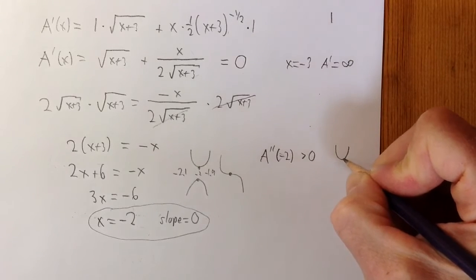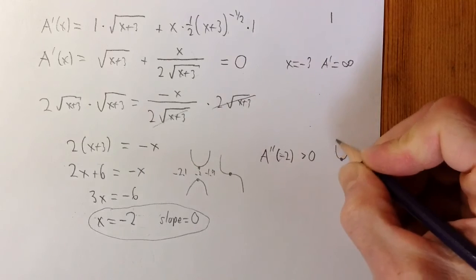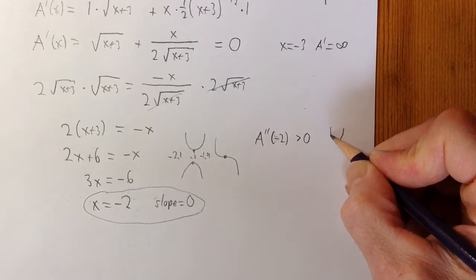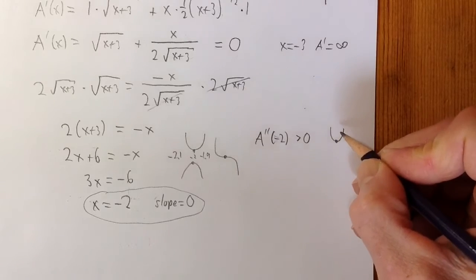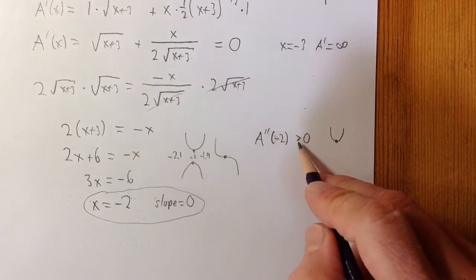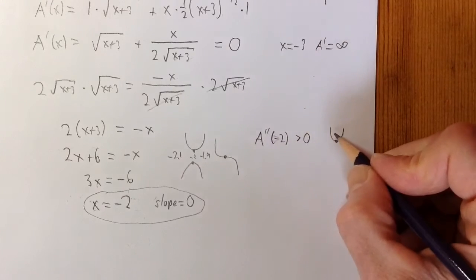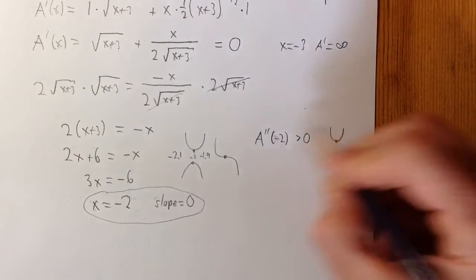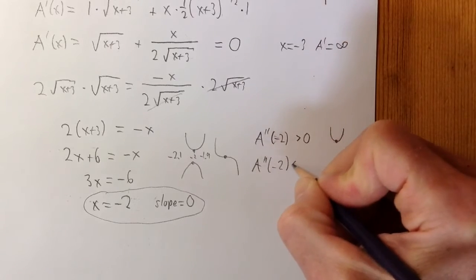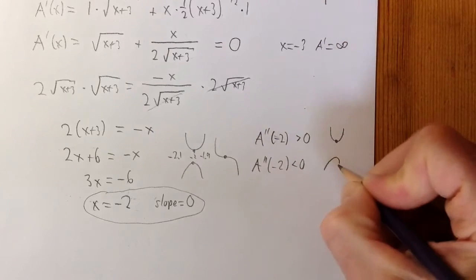It seems like it should be a max, but that means the derivative is changing from negative to positive, and the second derivative tells us how the derivative is changing. If the second derivative is positive, greater than 0, it's changing from negative to positive. And if the second derivative at negative 2 is less than 0, obviously it's a maximum.